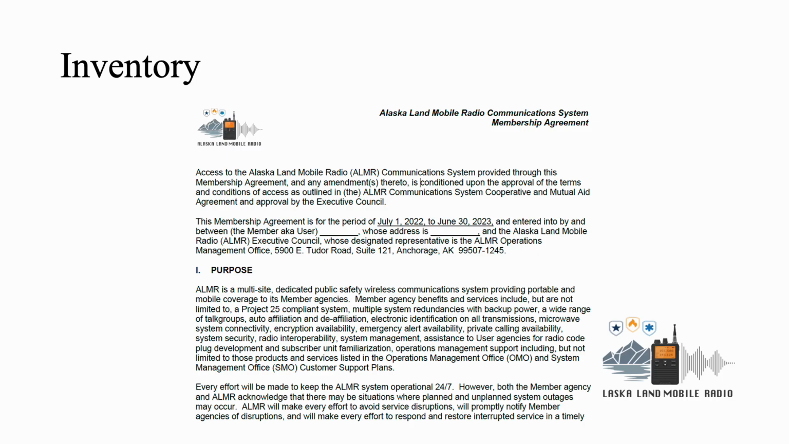Each year, the member annual agreement is renewed. This typically occurs in approximately June. The agency point of contact will be sent a new membership agreement similar to what is showing on the screen. As part of renewing that membership agreement, the point of contact certifies that all of these actions have been taken and that the inventory is correct and accurate.